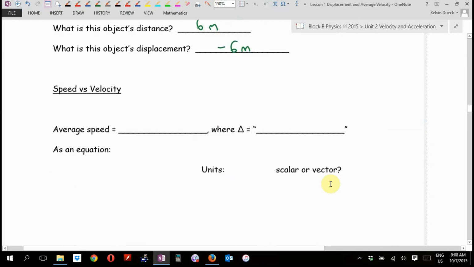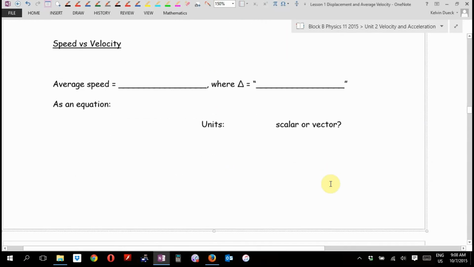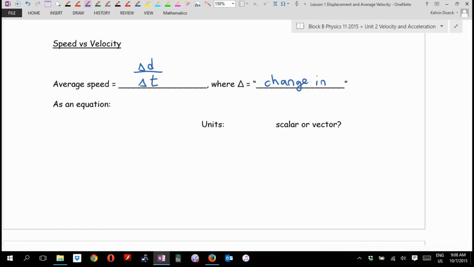Speed versus velocity. Average speed equals the change in distance over the change in time, where delta equals change in. As an equation, we write this. Our symbol for speed is v. I thought that was velocity, Mr. Dueck. Nope. How can I tell that that's speed and not velocity?